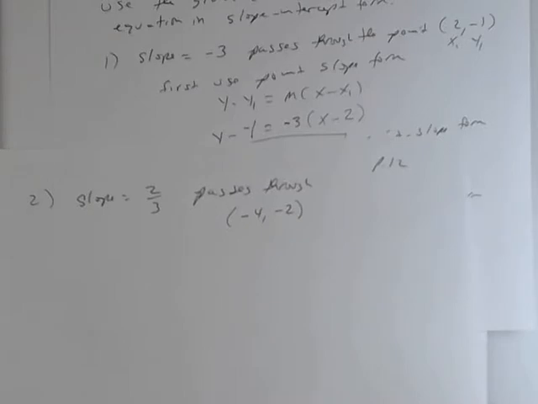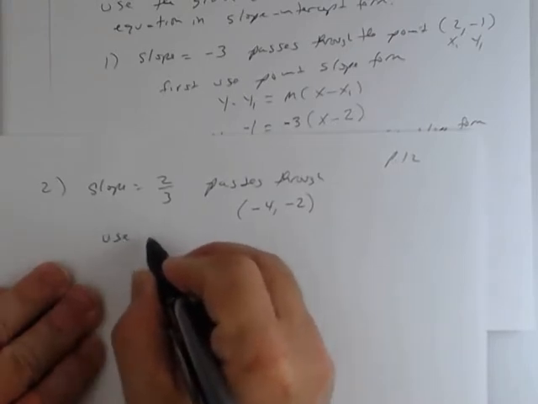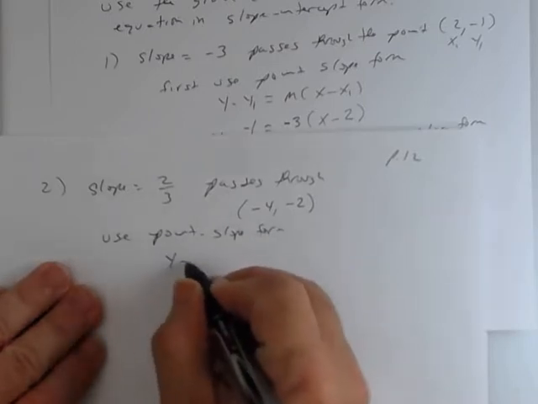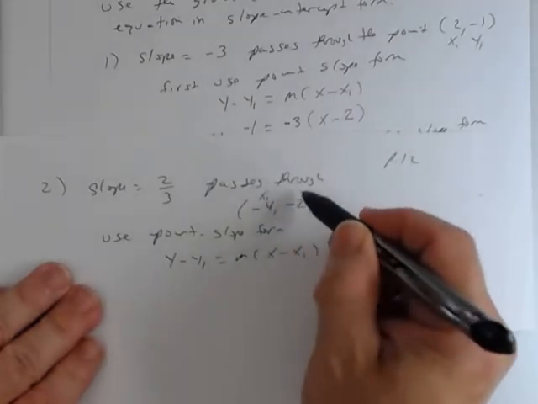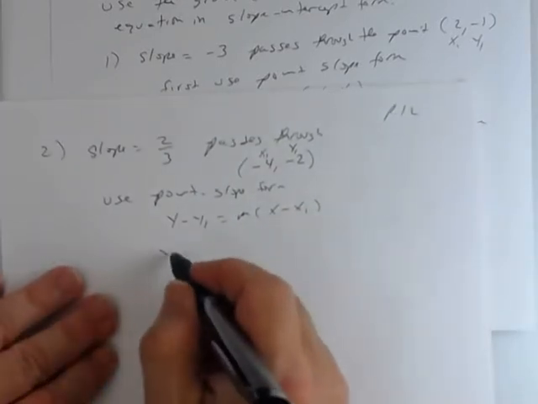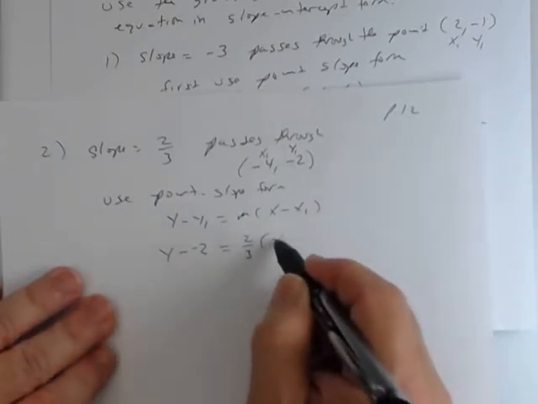So again, you want to write the answer in slope-intercept form. There's no way you can use slope-intercept form right away because that point is not the y-intercept. So we're going to go directly to putting it into what form first? Point-slope form. So use point-slope form first. Remember, point-slope form is y minus y1 equals the slope times x minus x1. And remember, negative 4 is your x1, and negative 2 is your y1. Okay, so then you're going to say y subtract a negative 2 equals 2/3 times x subtract a negative 4.